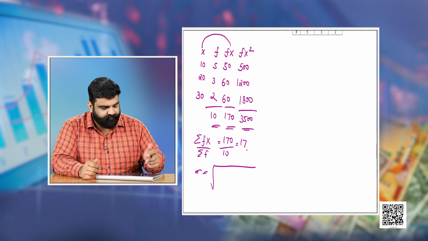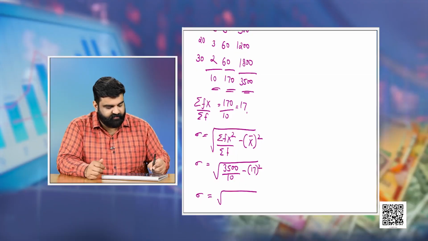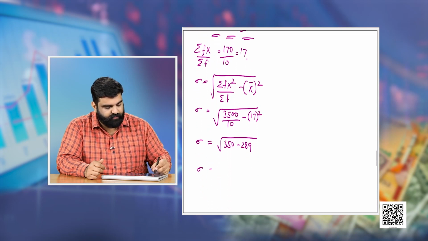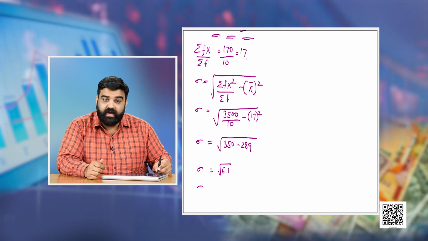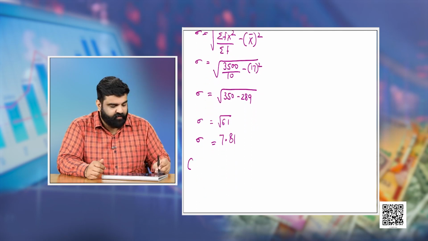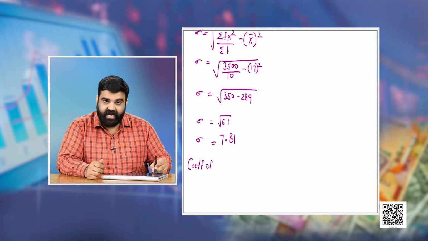Now, let us calculate the standard deviation by direct method. So, the formula to this will be sigma fx square by sigma f minus mean square, the whole square root. So, we have 3500 by 10 minus 17 square. So, we have the answer 350 minus 289. So, it will be root 61 and my final answer to my standard deviation will be 7.81.